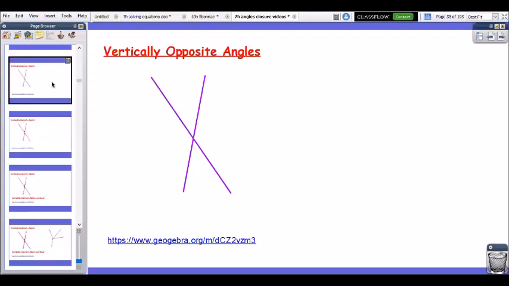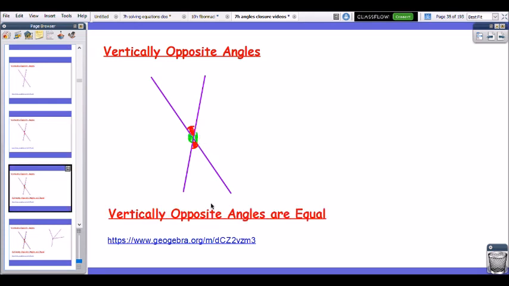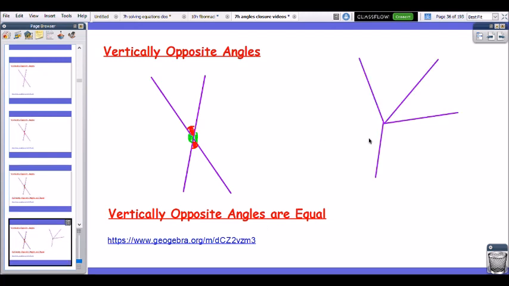It doesn't matter how I move these lines. These are called vertically opposite angles. So in a diagram like this, my two red angles and my two green angles will be equal because they are vertically opposite. What about this diagram? Do we have any vertically opposite angles? I want you to pause the video and have a think. Tell me, are any of these angles equal? Why or why not?